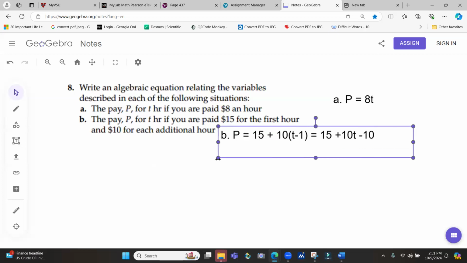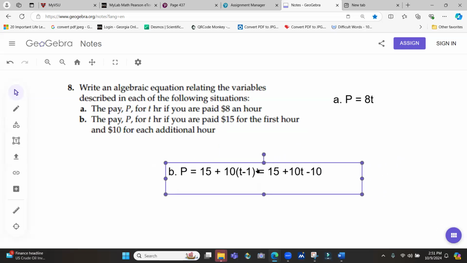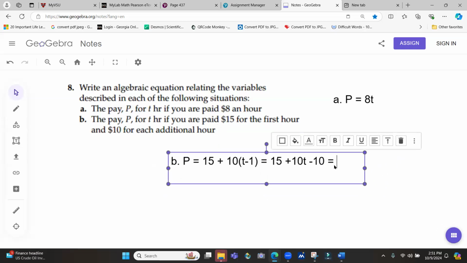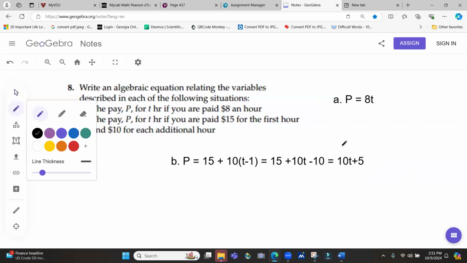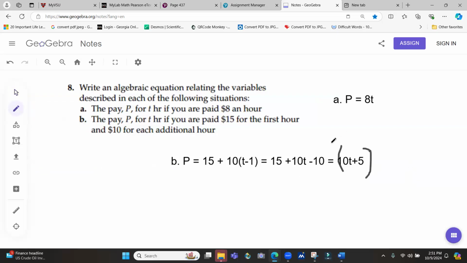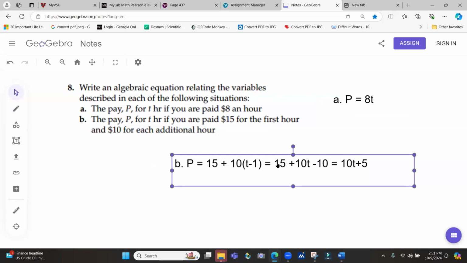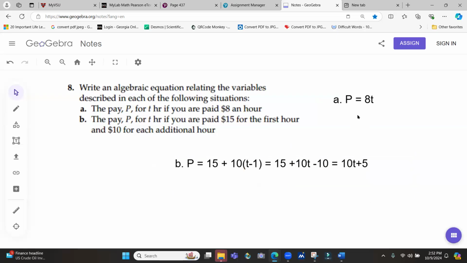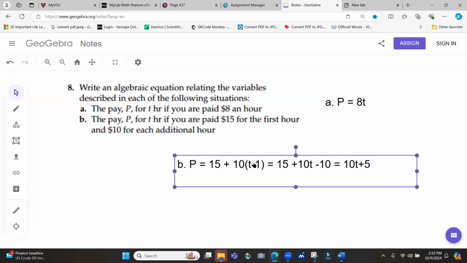That's what I'm getting. And if you simplify it further by subtracting 10 from 15, you're going to get this. And you can put a dollar sign if you really want to, you really don't have to. This is in dollars, your whole pay. So the first one is very easy. The second one is a bit challenging.